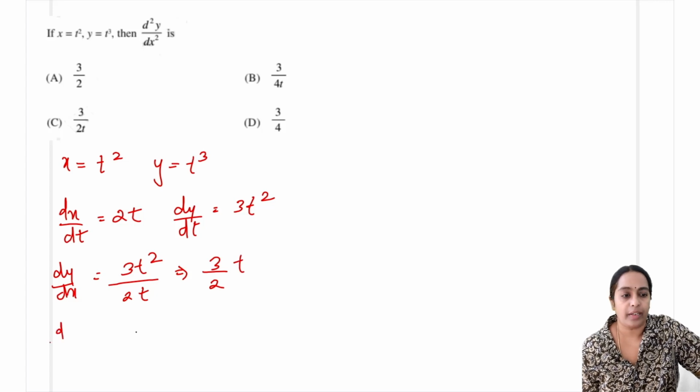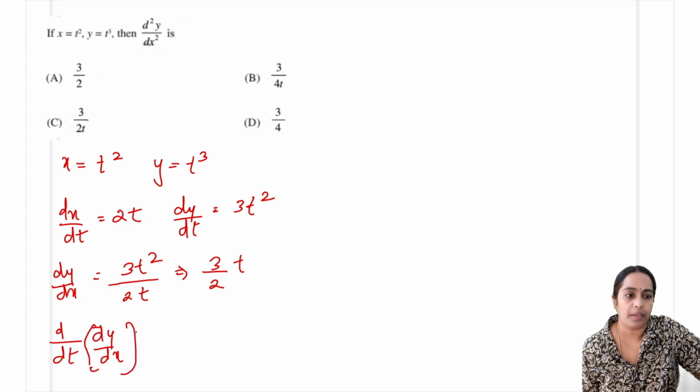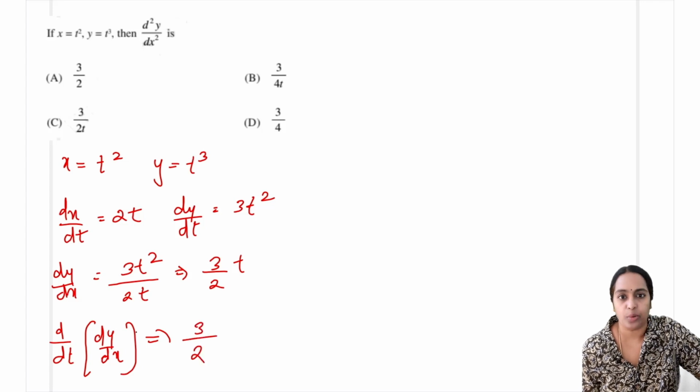Now I should find d by dt of dy by dx. I need to differentiate dy by dx, which is 3 by 2 t, with respect to t. When I differentiate it with respect to t, I will get 3 by 2 into 1, since differentiating t with respect to t is 1. So I get 3 by 2.